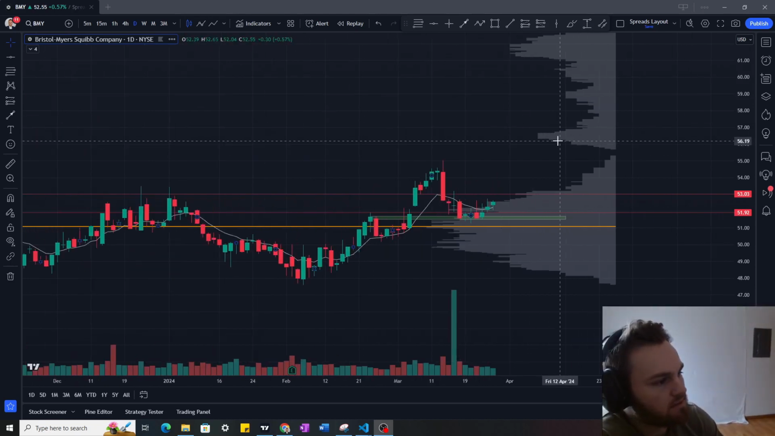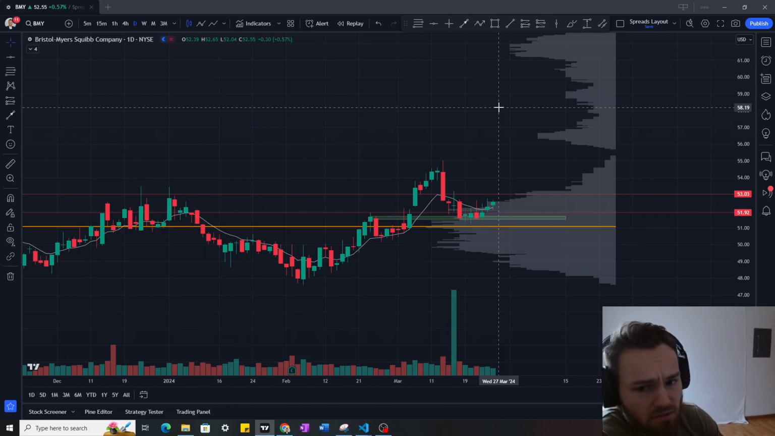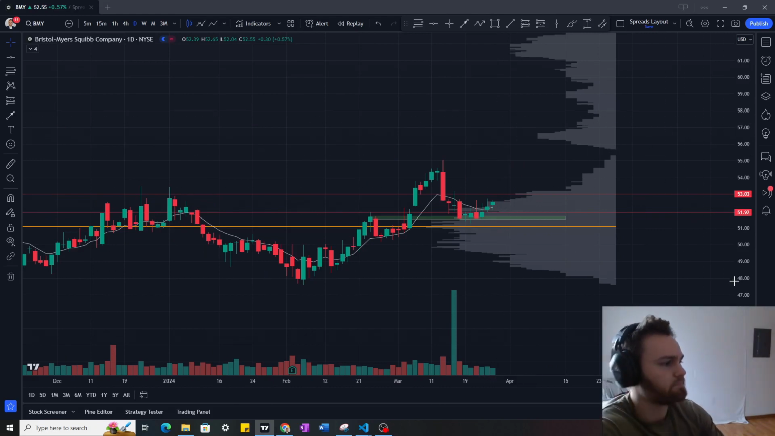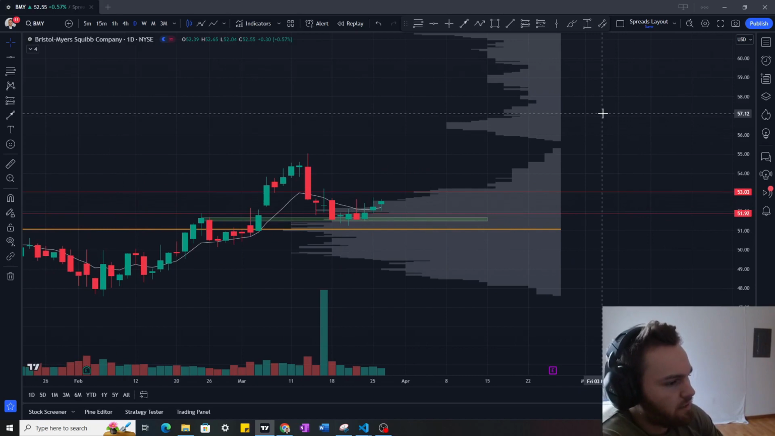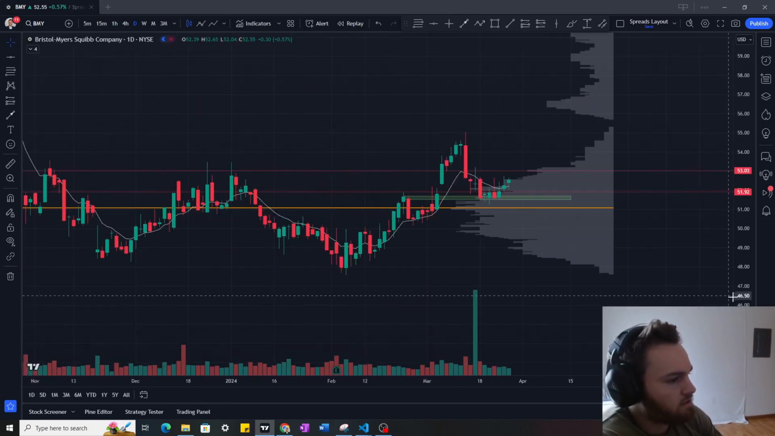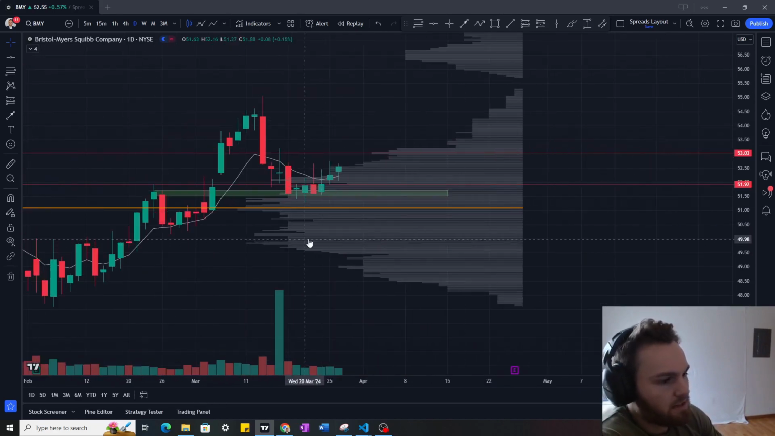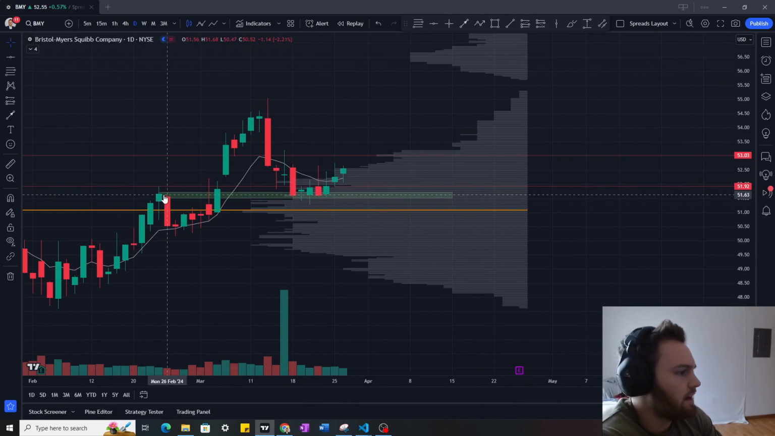Tuesday, March 26th, day 29, I believe. Day 29 of the trading journey. So let's get it. Here is the first trade that we are currently in, BMY. So what on BMY am I looking at? I'm looking at the break and retest of this 52 level.